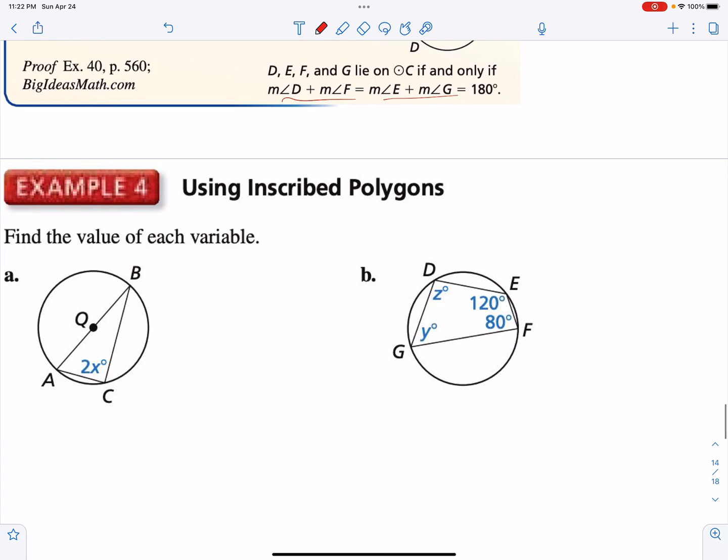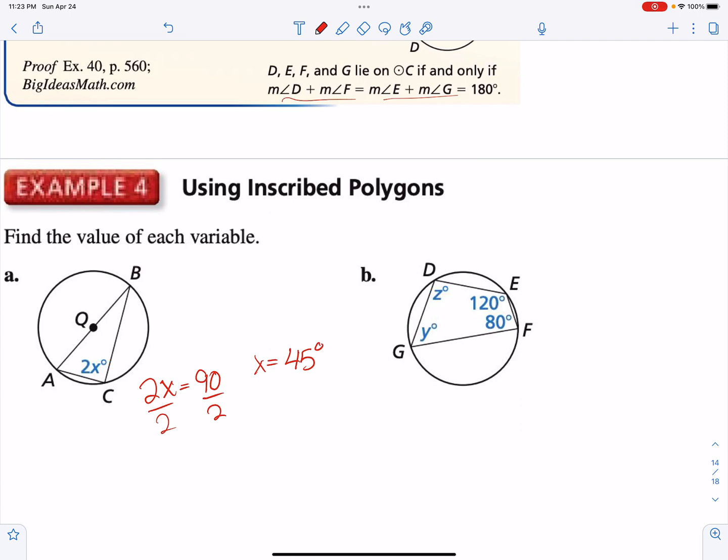Okay, so in this one, we can see that we have 2x at our right angle, so we just say 2x is equal to 90 degrees. We divide by our 2. We get x is equal to 45 degrees.